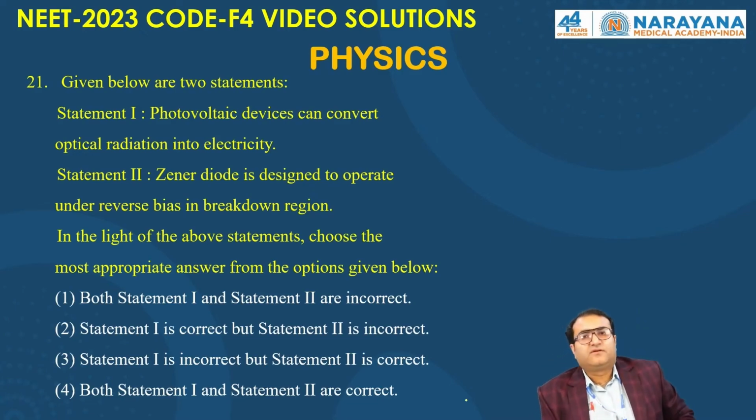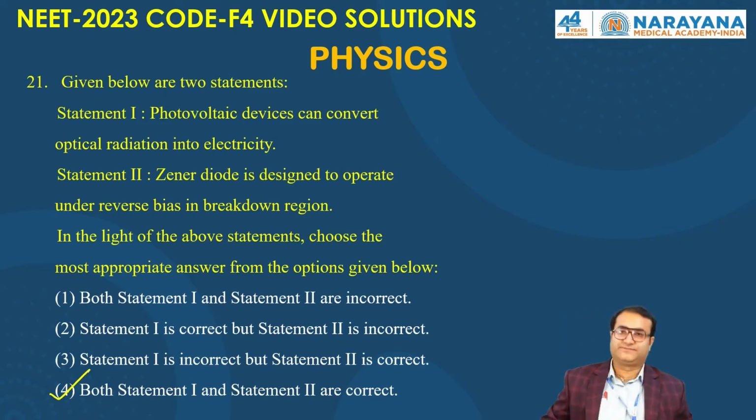A photovoltaic device can convert optical radiation into electricity, that is true. Solar cell is the example. Zener diode is designed to operate under reverse bias in breakdown region, that is also correct. So both the options are correct here. I'll go with the fourth option here.